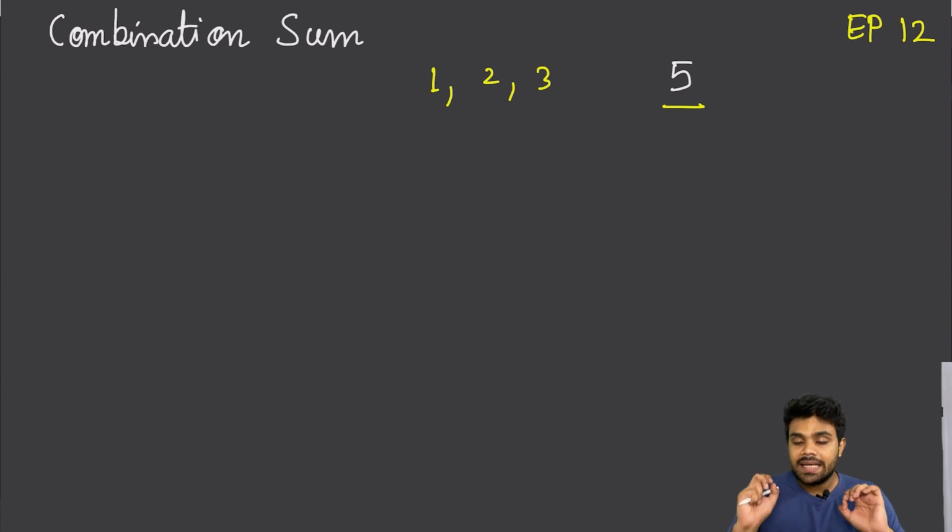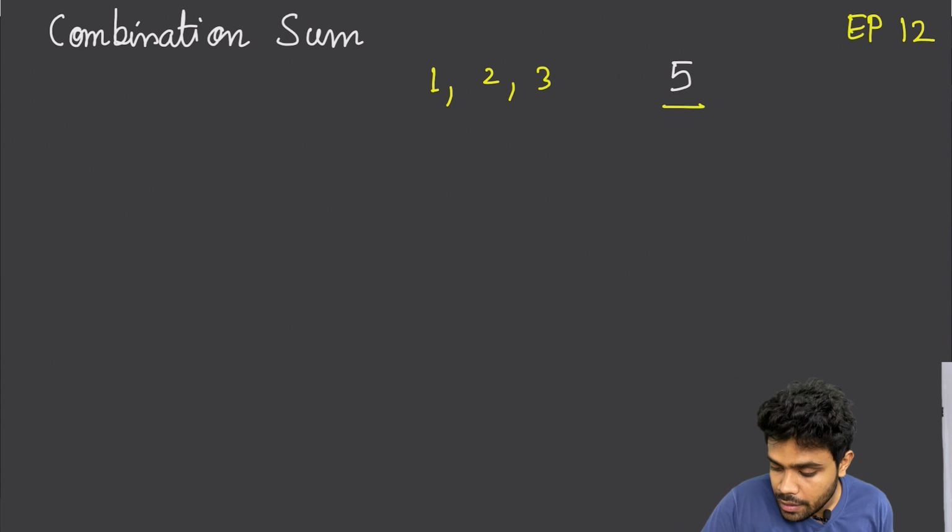Okay, then in this question, we can reuse the numbers, right? We can reuse the numbers, and we have to generate all the combinations whose summation is equal to 5. Now we will start drawing the recursion tree. All right, so let us start drawing the recursion tree.